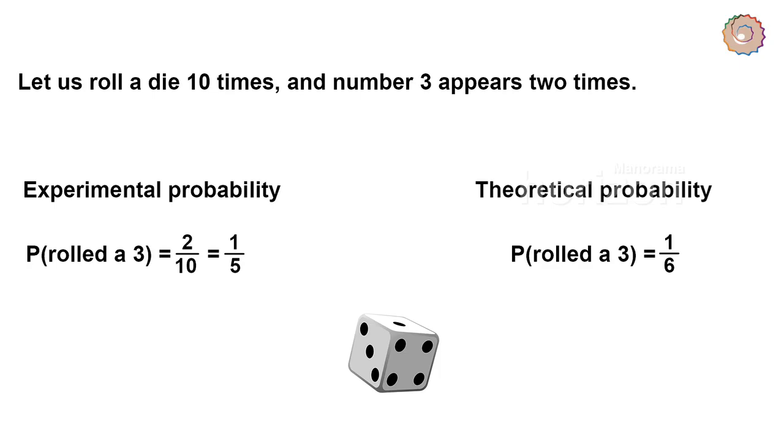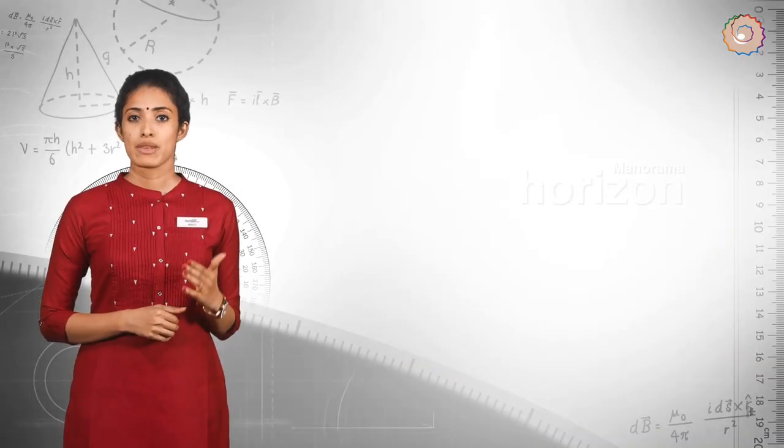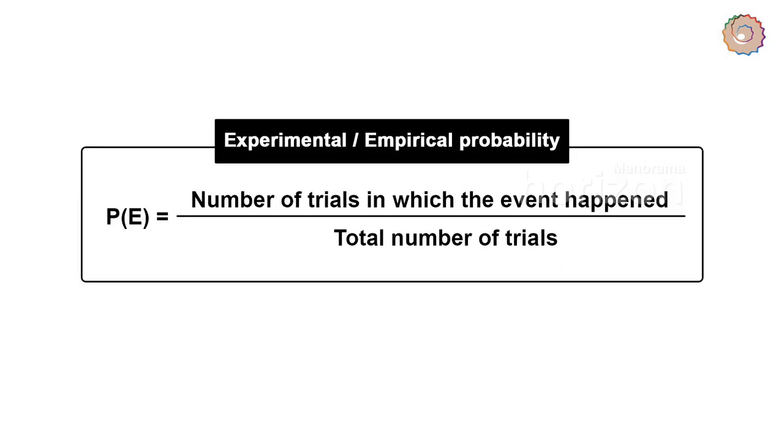Let us consider an example to understand this concept. If you are rolling a die 10 times and number 3 appears 2 times, experimentally you can say that the probability of getting 3 is 2 divided by 10. But if you want to define it in the theoretical way by reasoning, the probability of getting number 3 is 1 divided by 6.